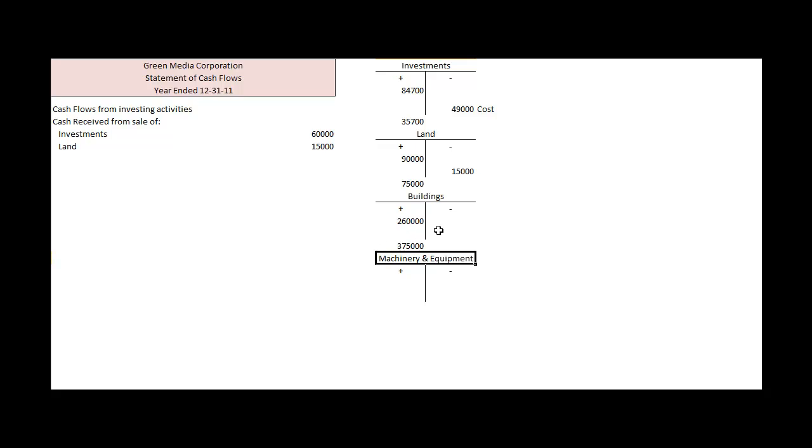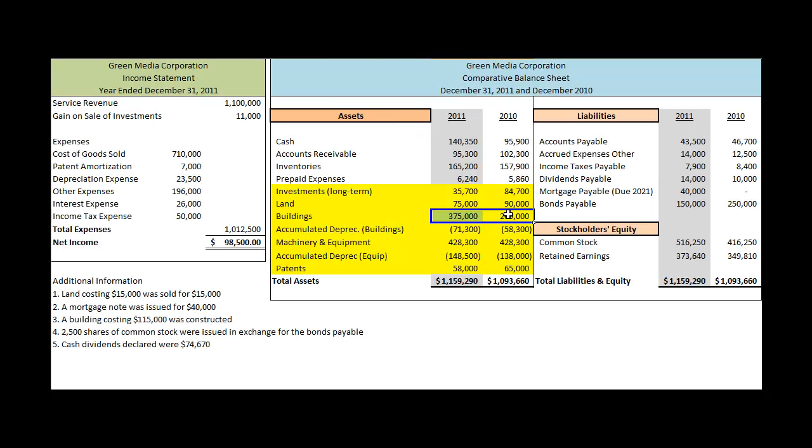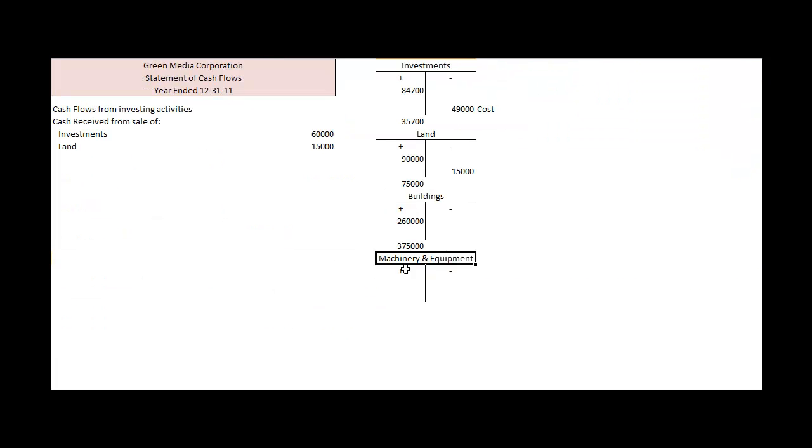However, we can buy buildings in a number of ways. I can pay cash for it. I can just issue a note and not have any cash come in. I could trade stock. So we have to figure out, did cash flow because of the change here? Look what happened here. A mortgage note was issued. That'd be a financing transaction. This says a building costing $115,000 was constructed. So let's see if that's the difference between the two.